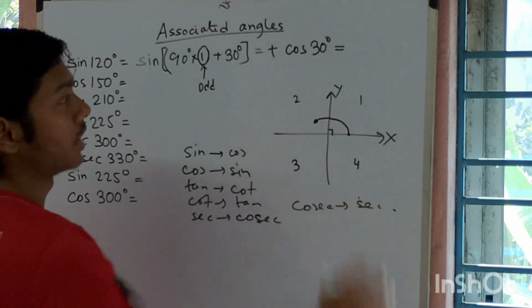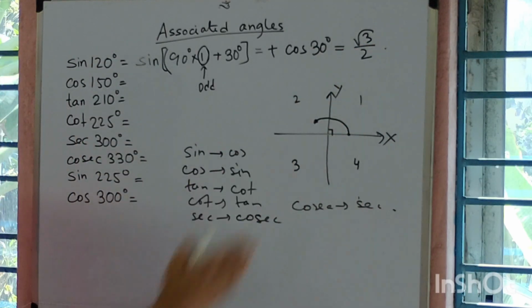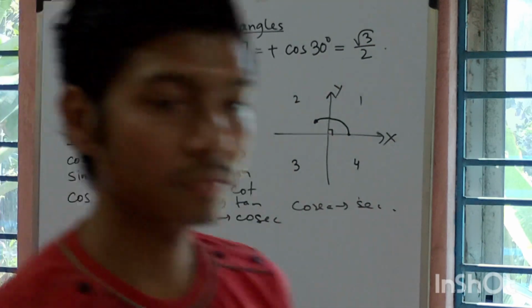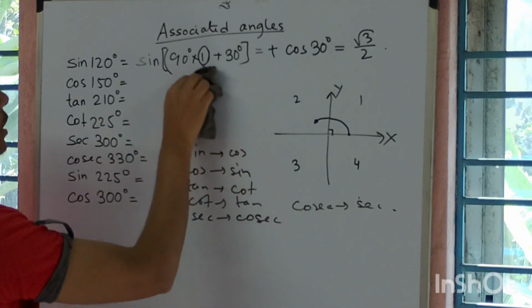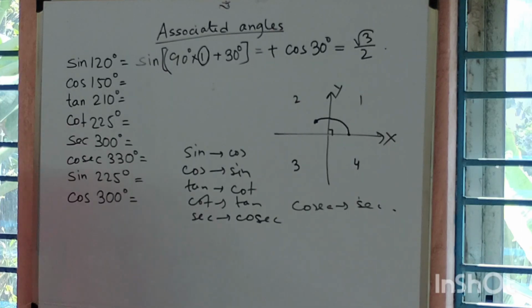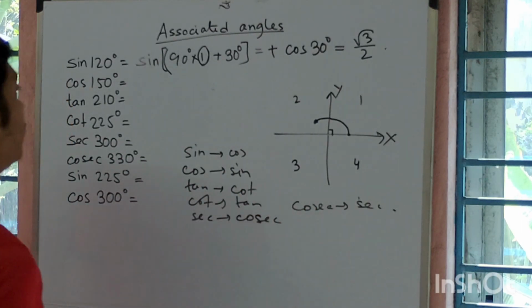So what is the value of cos of 30 degree? Cos of 30 degree means root 3 by 2. So its value is this one. Okay, now moving to the next one, and please note this thing because I will erase it later on.